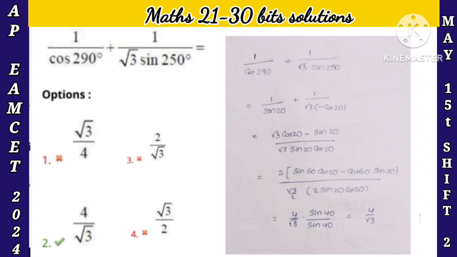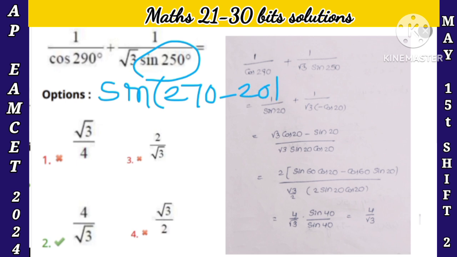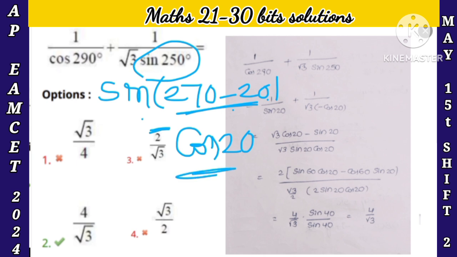Now coming to the second value, sin 250. 250 is equal to 270 minus 20. Sin of 270 minus theta is in the third quadrant. In case of 270, the function changes to cos, and in the third quadrant, sine is negative. So the answer is equal to minus cos 20.